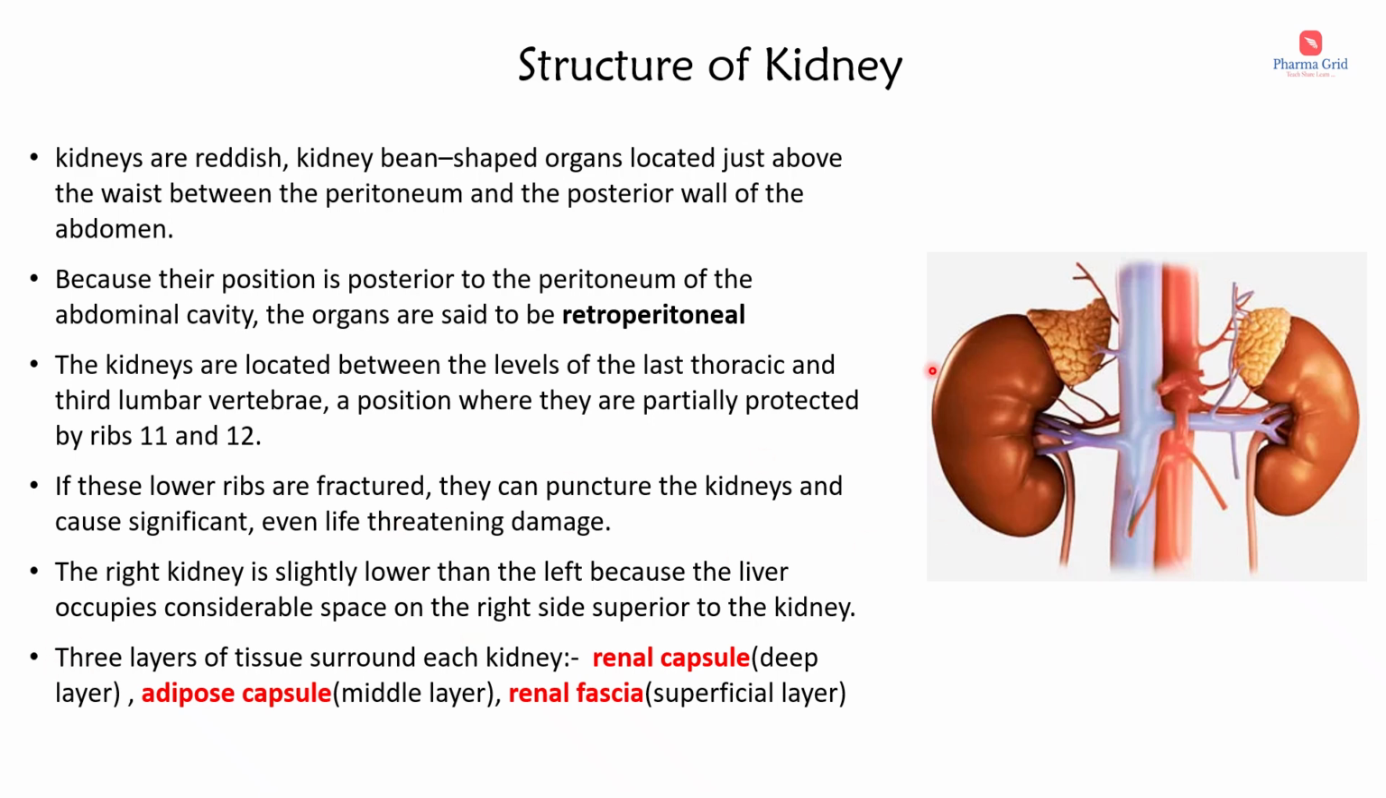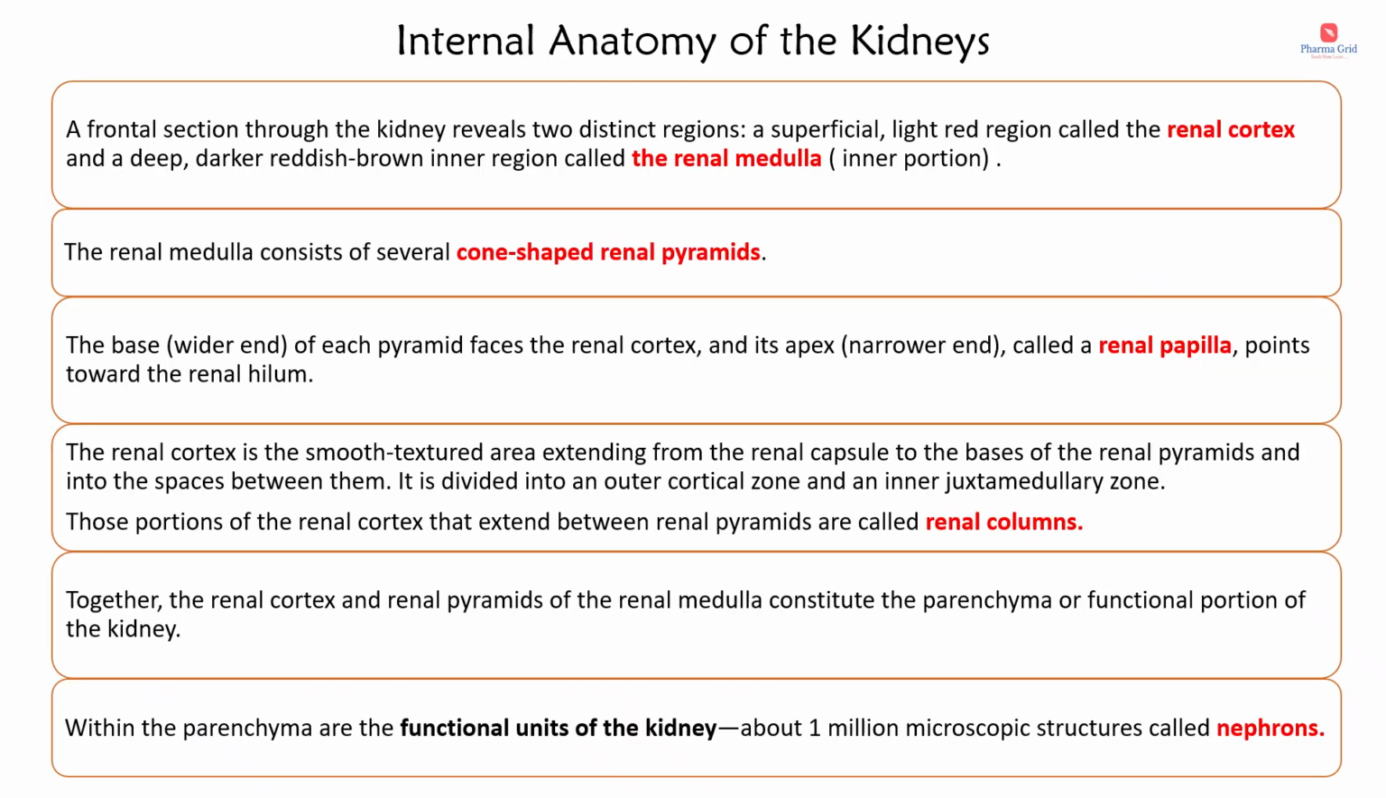Then the three layers of tissues around each kidney. Each kidney is surrounded by three layers of tissues: the renal capsule, which is the deep layer; the adipose capsule, which is the middle layer; and the renal fascia, which is the superficial layer. Now we'll see the internal anatomy of the kidneys.